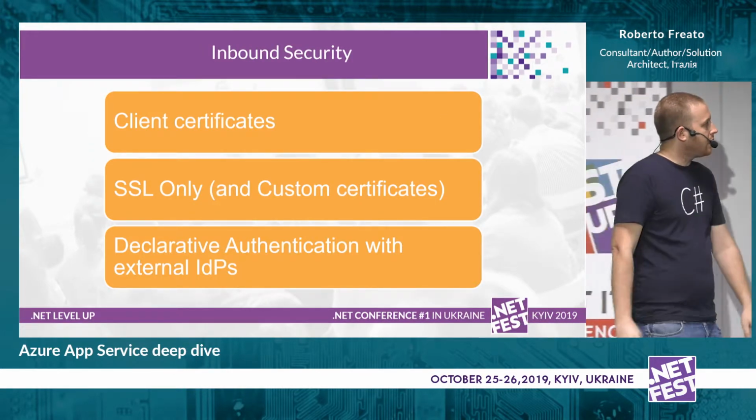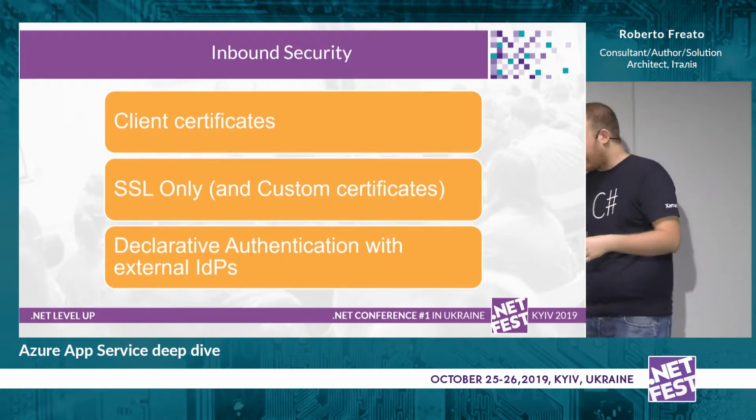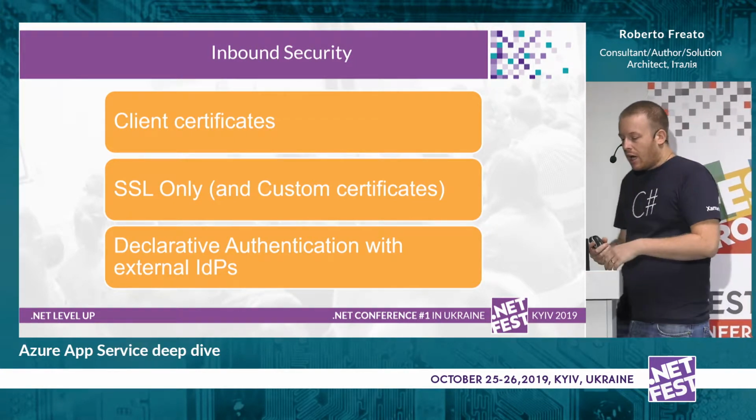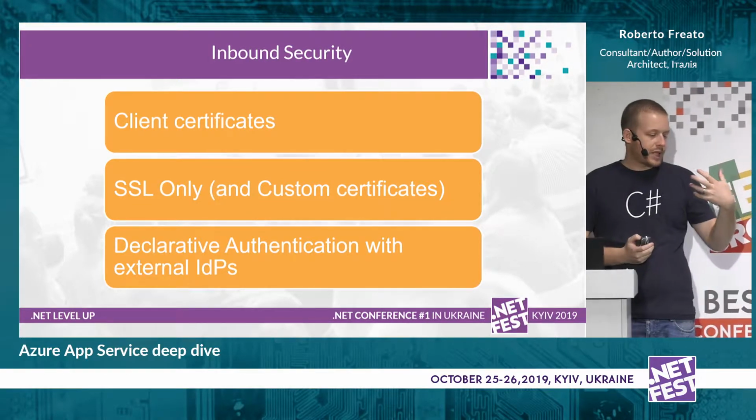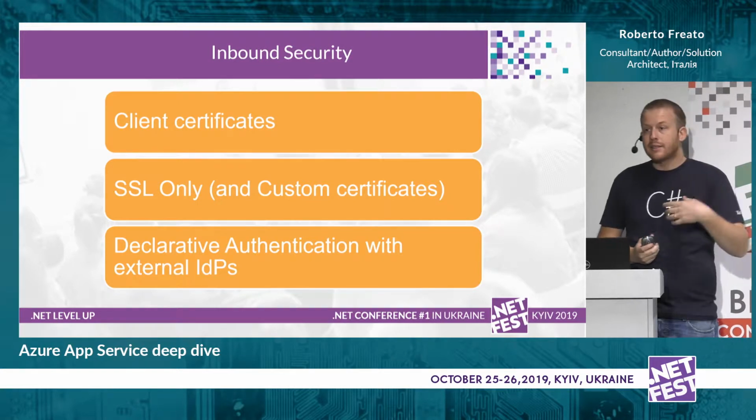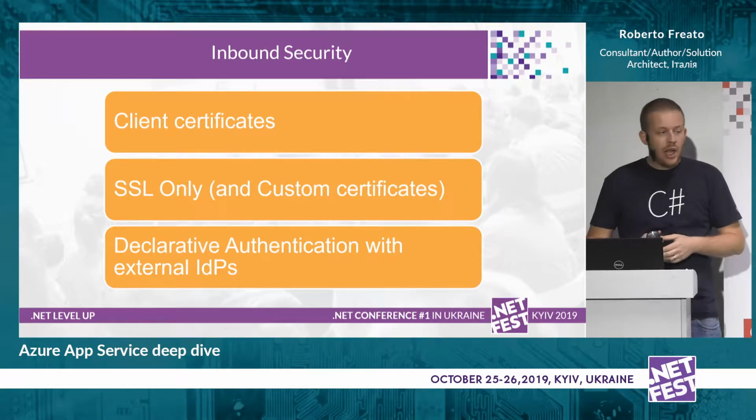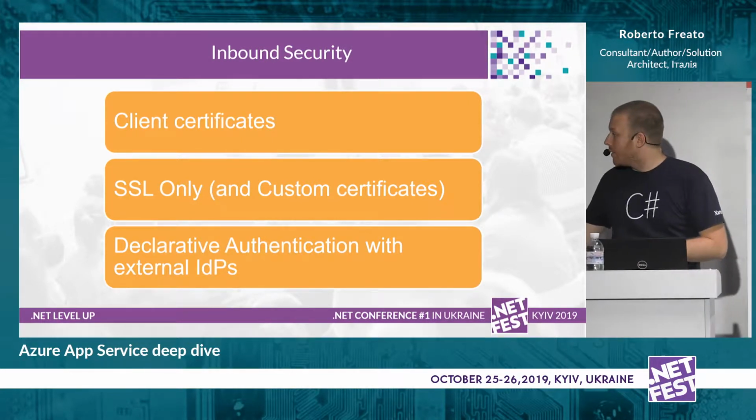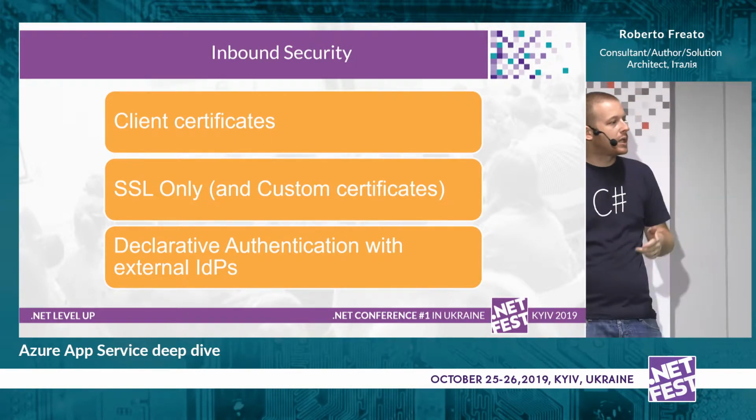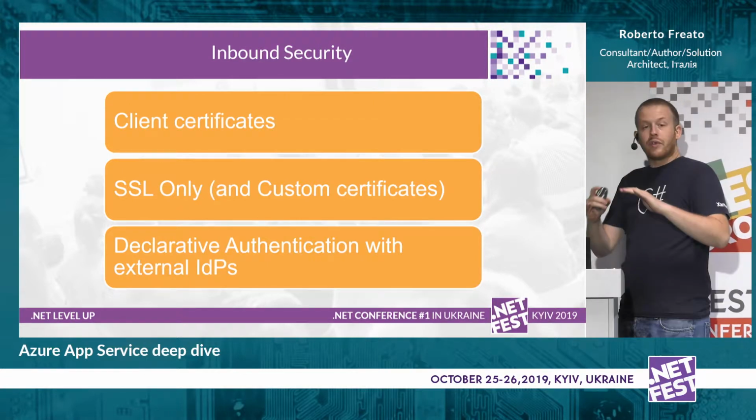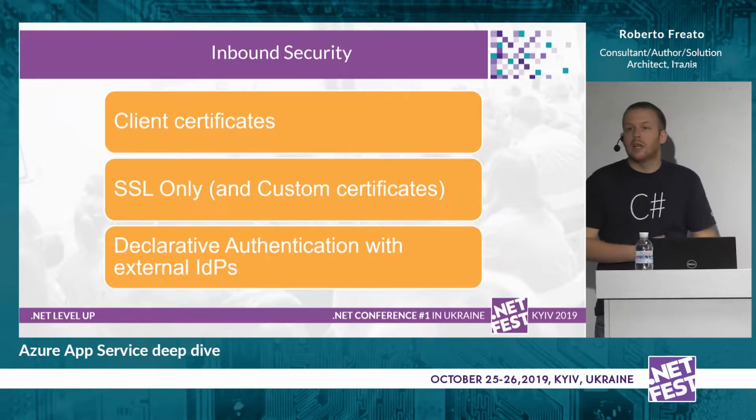Then we have security. I'm talking just a couple of minutes about security, but the main topic is pretty huge. In App Service, we can configure server certificates for SSL, and client certificates, where the application requires an incoming certificate to work. The third point that I really like is declarative authentication integrated with Azure Active Directory, Facebook, Microsoft accounts, and so on, with just configuration. That is very useful for unauthenticated applications that probably run in line of business.